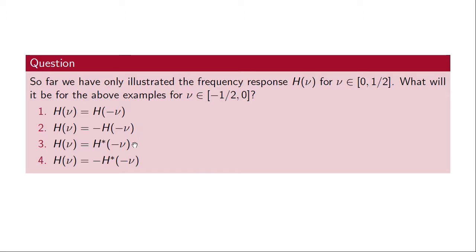Well, the correct answer is option number 3. Since we're dealing with real-valued filters, we have this property that the discrete time Fourier transform of a real-valued sequence will always be conjugate symmetric around the normalized frequency of 0. So option number 3 is the correct answer.